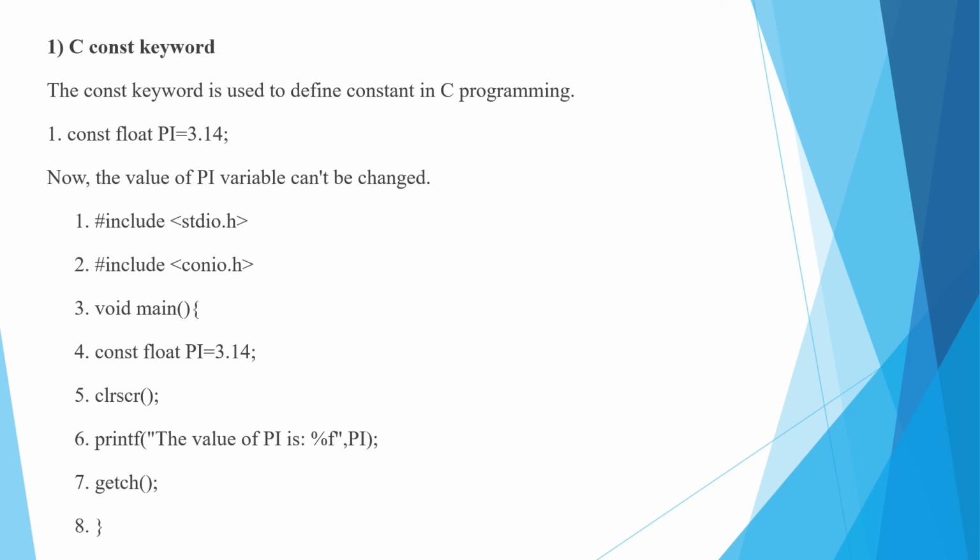clrscr is a function used for clearing the screen. printf is an output statement. Within double quotes we mention some statements, such as the value of pi is with the format specifier %f, comma pi, which is the variable used in our program. getch is a function included in the conio.h header file, then ending with the curly bracket.